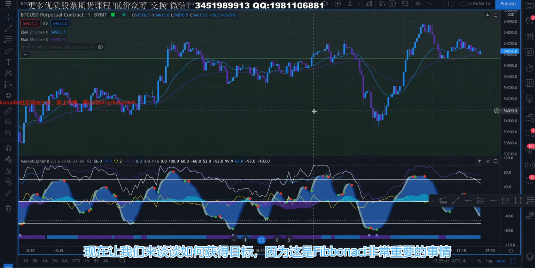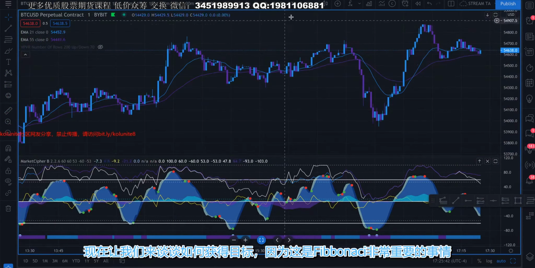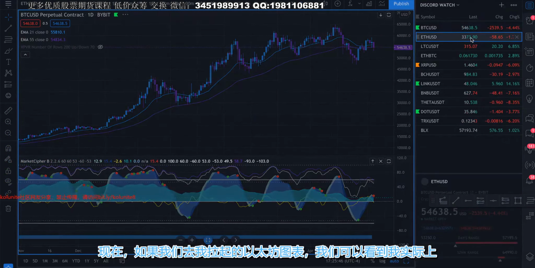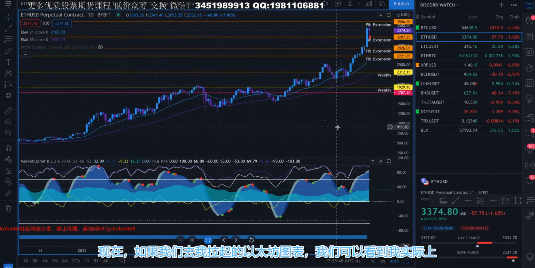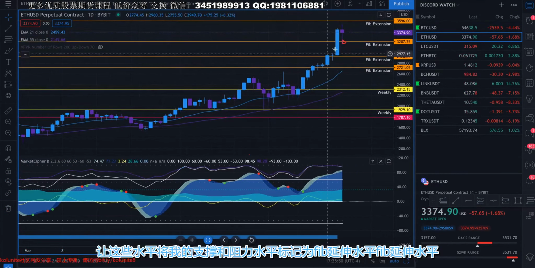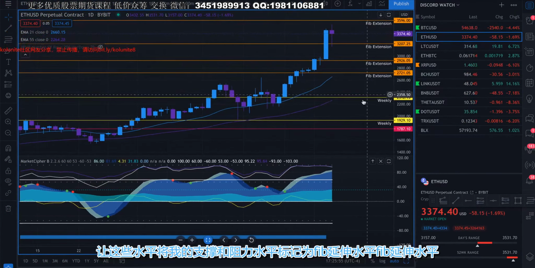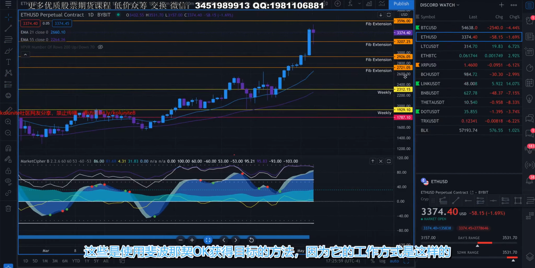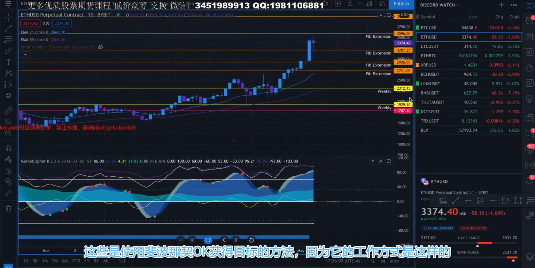Now let's talk about how to obtain targets, because this is something that's very important with Fibonacci. Now if we go to the Ethereum chart that I have pulled up, we can see that I actually have these levels marked, my support and resistance levels, as fib extension levels. What are these fib extension levels? These are ways to obtain targets using Fibonacci, okay? Because the way it works is this.